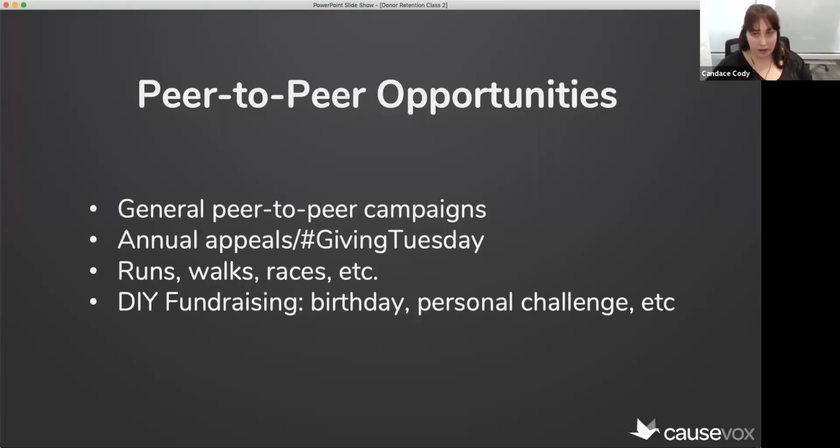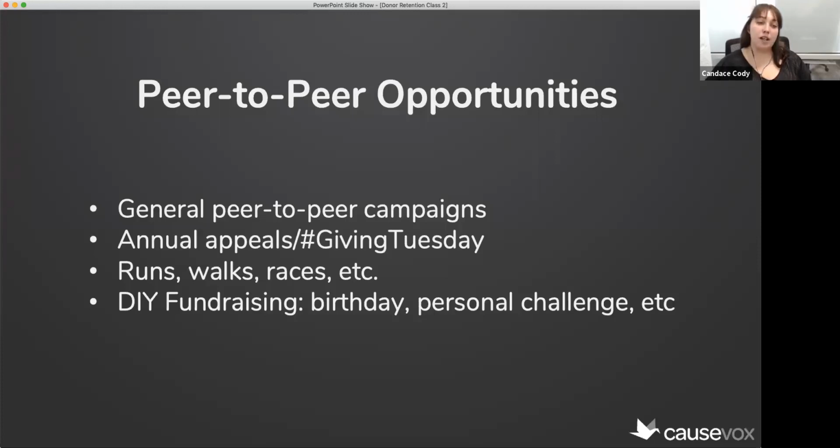So likely you raise funds every year. Maybe tack on peer-to-peer in that, you know, year-end giving, for example. Peer-to-peer also looks like runs, walks, races, and other events. We have board game events and trivia nights and all of that. And so there's a lot of ways for you to activate your donors to become advocates for you through that.